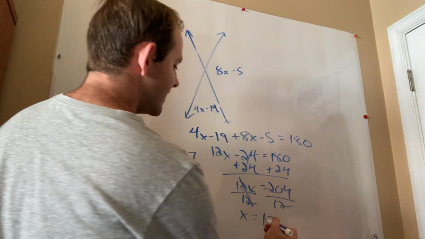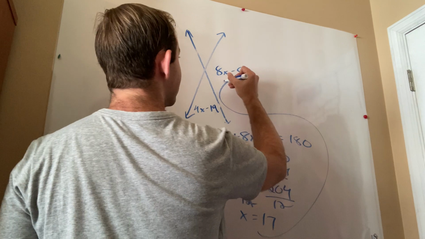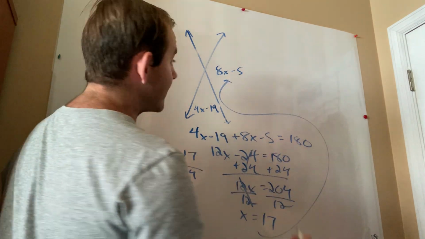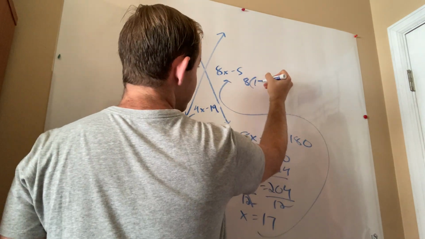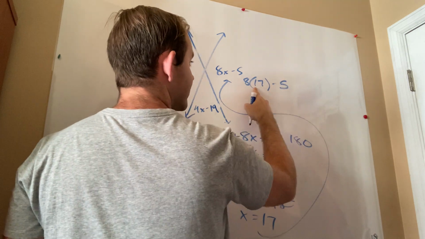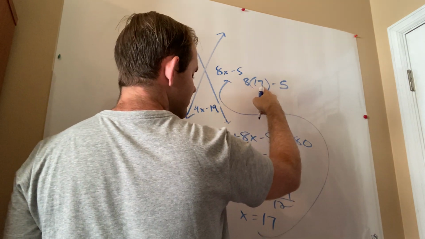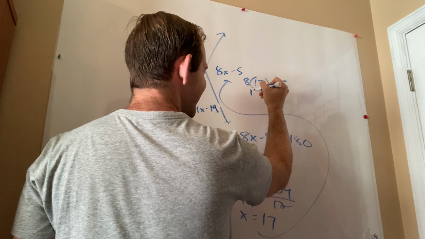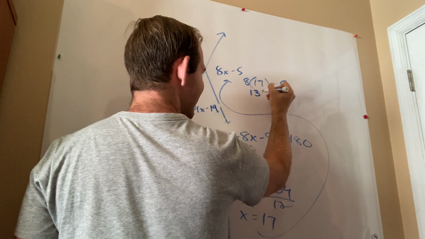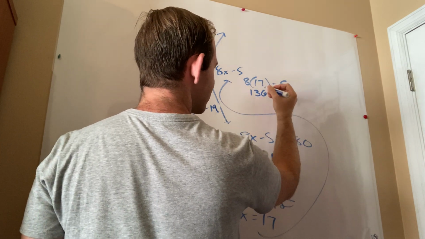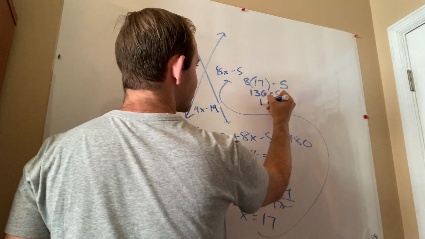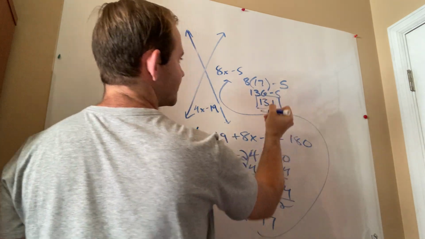So all I have to do is take that 17 and substitute it back in. And so I'm going to get 8 times 17. Let's see, that's 80 and 56. Is that 136? I think. Yeah. And 136 minus 5 equals 131 degrees.